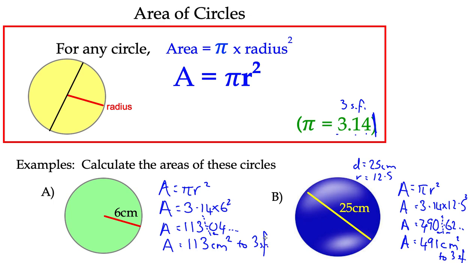Okay. So that's how we work out the area of a circle. It's as straightforward as that. The only thing you have to work out is the information I'm given, the radius or the diameter.